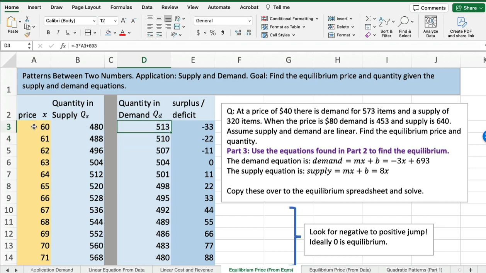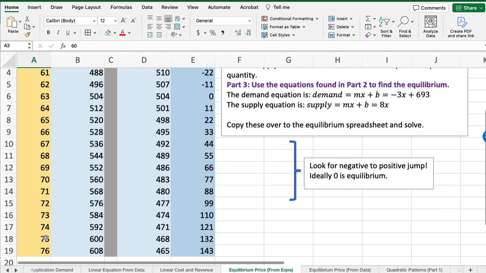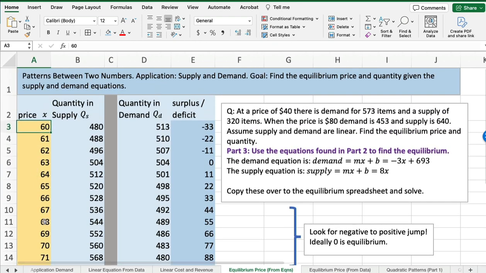And notice that the first value of x that I've chosen here is 60. If you go back to part 1, we decided that we needed to focus on values of x between 60 and 70 primarily. But I actually took this as far down as it goes. So I just continued it on down. And when x is equal to 60, it turns out that the quantity in supply is 480 and the quantity demanded is 513. So that's not quite the equilibrium.